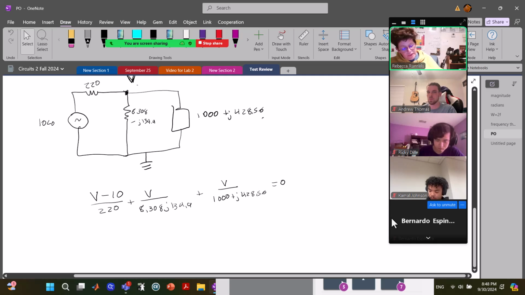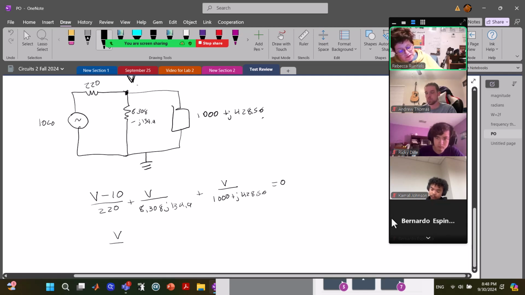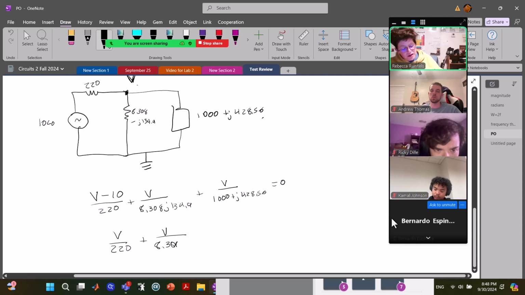So this is the same as V over 220 plus V over 0.308 minus J 134.9 plus V over 1000 plus J 428.56 equals, and then I'll bring the 10 over 220 over to this side.